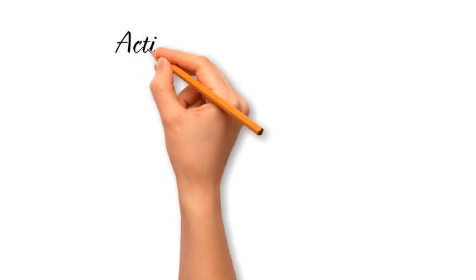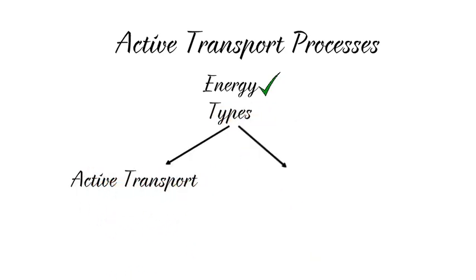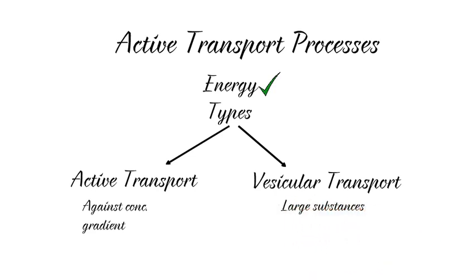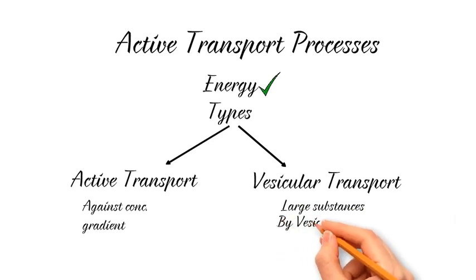Now that we've gone through the passive transport processes, we shall take a look at the active transport processes. Active processes in membrane transport require the expenditure of cellular energy. These processes are classified into two types, active transport and vesicular transport. Active transport involves the movement of solutes against their concentration gradient, from areas of low concentration to areas of higher concentration. On the other hand, vesicular transport is the process of transporting large substances across the plasma membrane by means of a membrane-enclosed sac called a vesicle, which contains the materials.